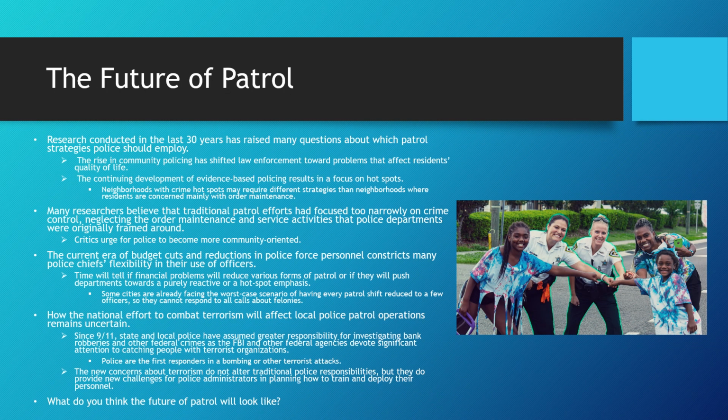Research conducted in the last 30 years has raised many questions about which patrol strategies police should employ. The rise in community policing has shifted law enforcement towards problems that affect residents' quality of life. The continuing development of evidence-based policing results in a focus on hotspots. Neighborhoods with crime hotspots may require different strategies than neighborhoods where residents are concerned mainly with order maintenance.